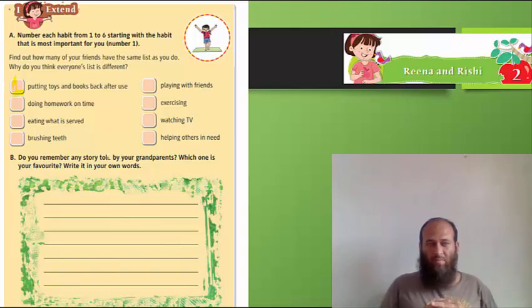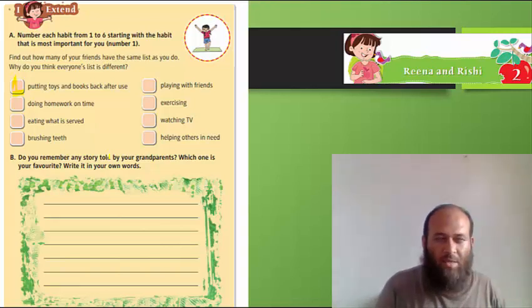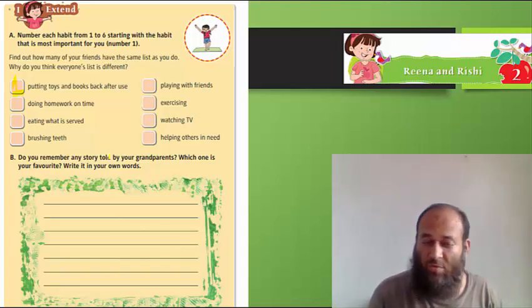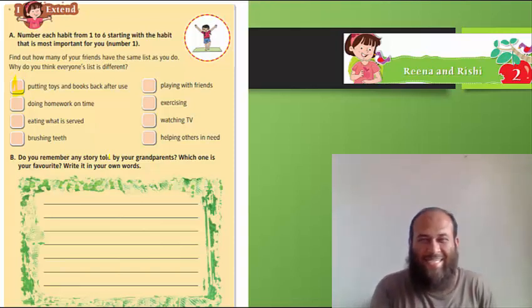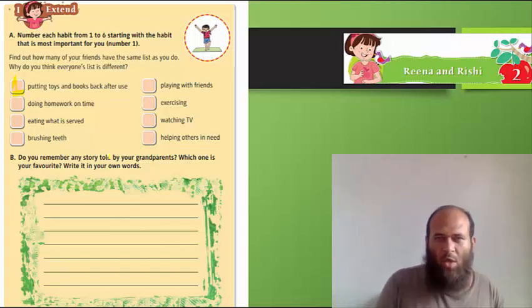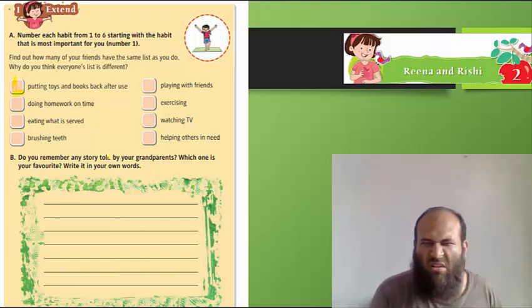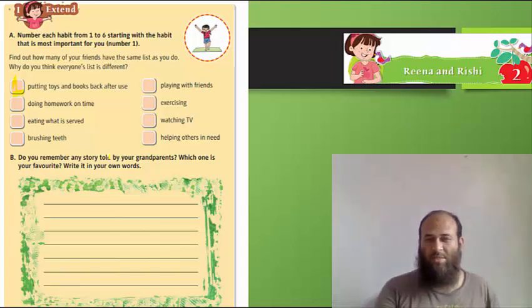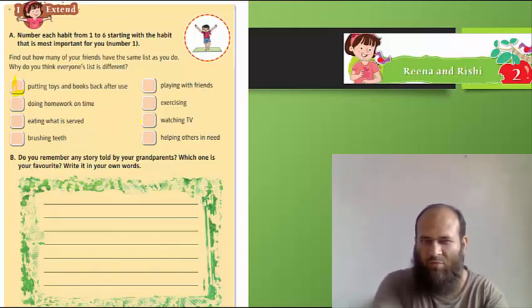Doing homework on time, eating what is served. When parents give you vegetables, bhindi, bhaji. Do you eat bhindi and bhaji? Ladyfinger and fenugreek. Brushing teeth, is it important for you? Playing with friends, is it very important or not very important? Exercising. Watching TV. I don't think watching TV is very important. So I will put it a 5 or a 6.